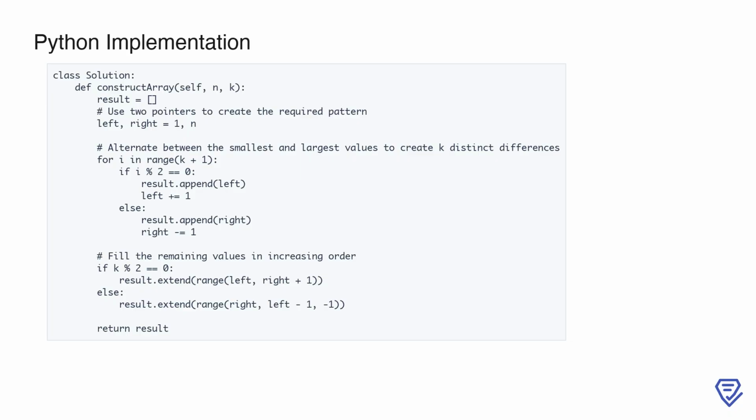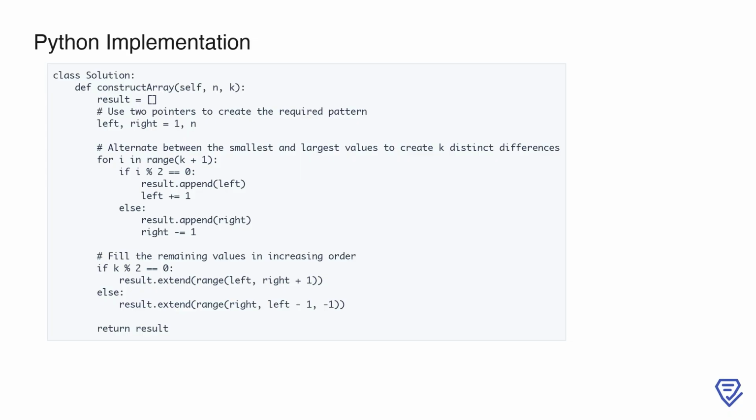3. Create k distinct differences. A loop runs k plus 1 times to alternate between appending values from the left and right pointers. If the index i is even, the smallest value, left, is appended, and left is incremented. If i is odd, the largest value, right, is appended, and right is decremented. This alternating pattern ensures distinct differences are created. 4. Fill remaining values. After generating the first k plus 1 elements, the remaining values, from left to right, are appended in increasing order if k is even, or in decreasing order if k is odd. This ensures the sequence remains valid.